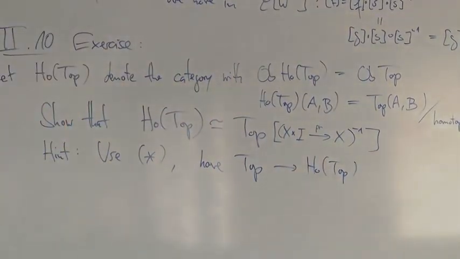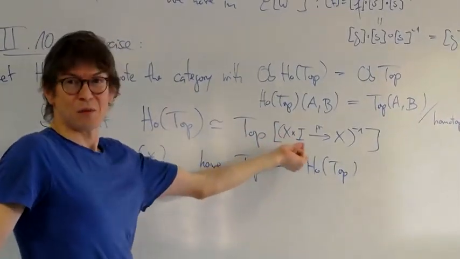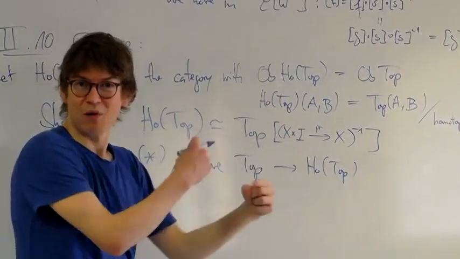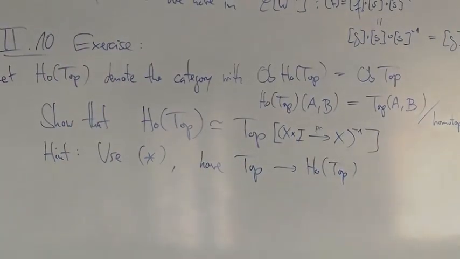And so now we have two things with universal properties, and you have to show that one satisfies the universal property of the other. You get maps both ways, and you have to show that they compose to the identity.